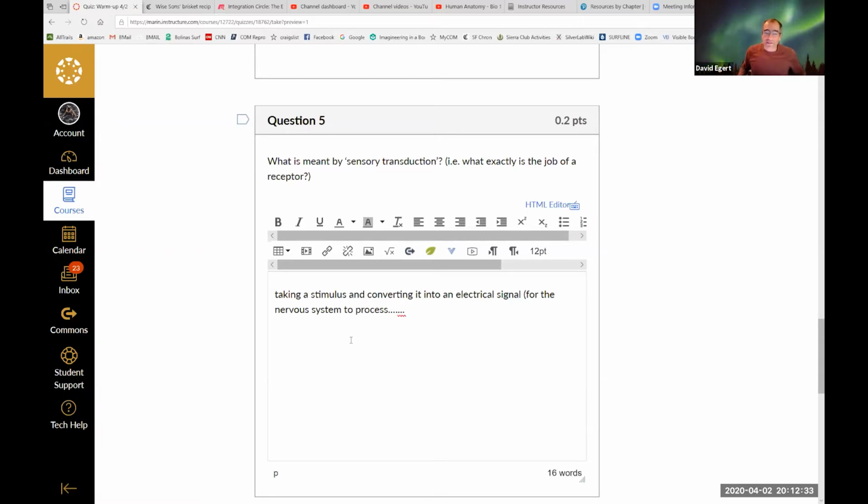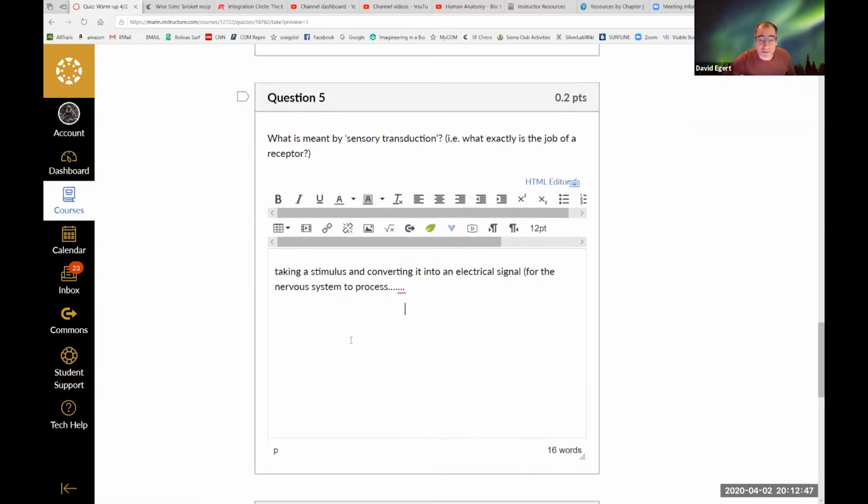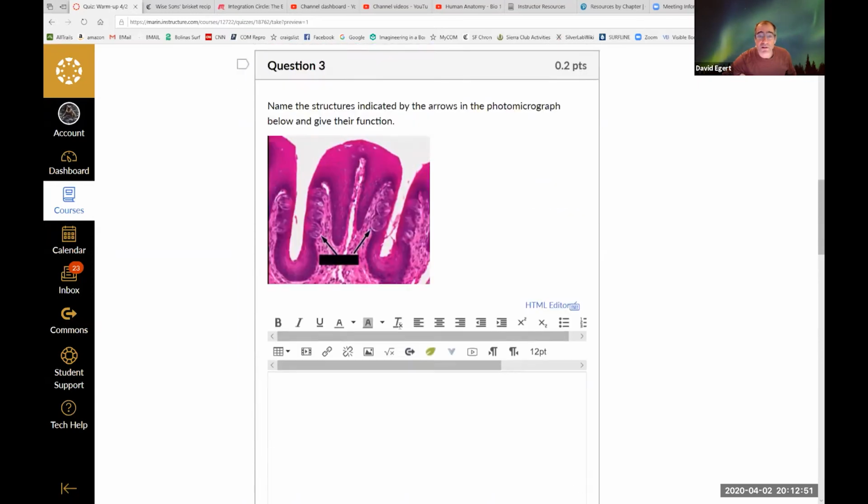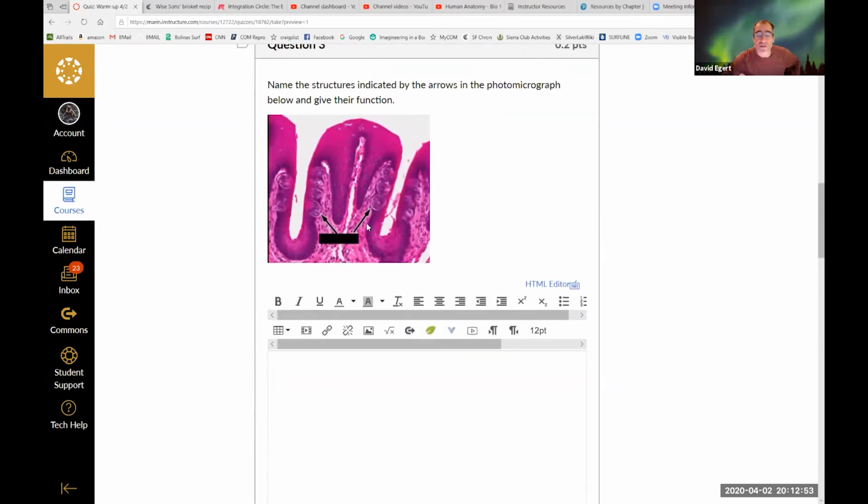That's kind of at the core of all of the stuff we've been talking about with the sensory division. Your retina, rods and cones, convert light into an electrical signal for your brain. Your taste buds, in fact, speaking of which, what is the function of the taste bud? I forgot to finish that when we were talking about the taste buds. What is the function of the taste bud?